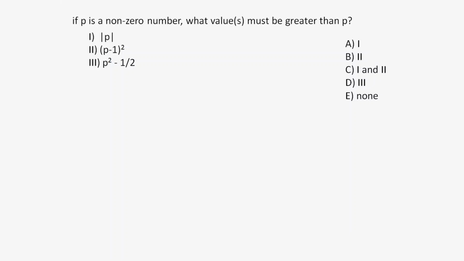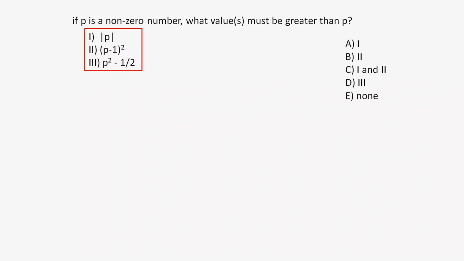If p is a non-zero number, what value or values must be greater than p? In this problem, we have 5 possible solutions, A through E, which relate to 3 different cases, Roman numerals 1 through 3. Perhaps the easiest way to test cases 1 through 3 is to try different values for p and search for a counterexample to prove the case invalid.